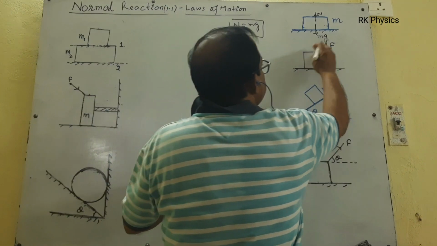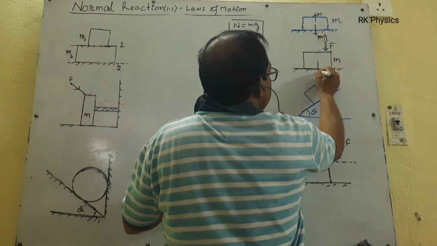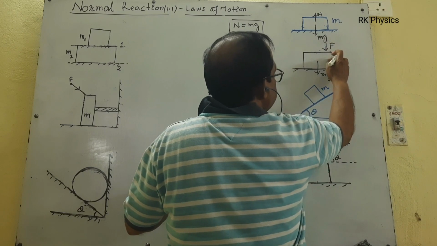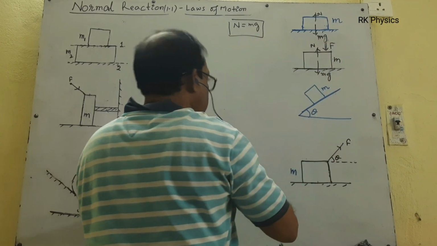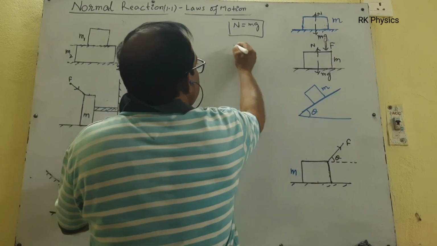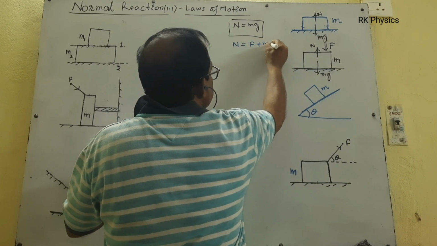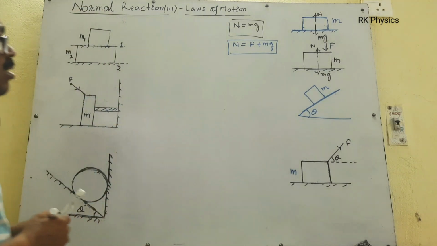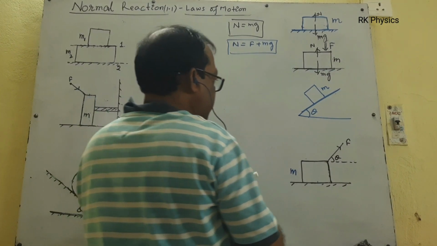In case of the second figure, the mass of the body is M. Weight is again vertically down to the ground. Force F is also acting vertically down. On the other hand, N is the normal reaction force. Therefore, upward force is N, downward force is F plus mg. So this is your normal reaction. These are the plain and simplest cases. Then come to another case.